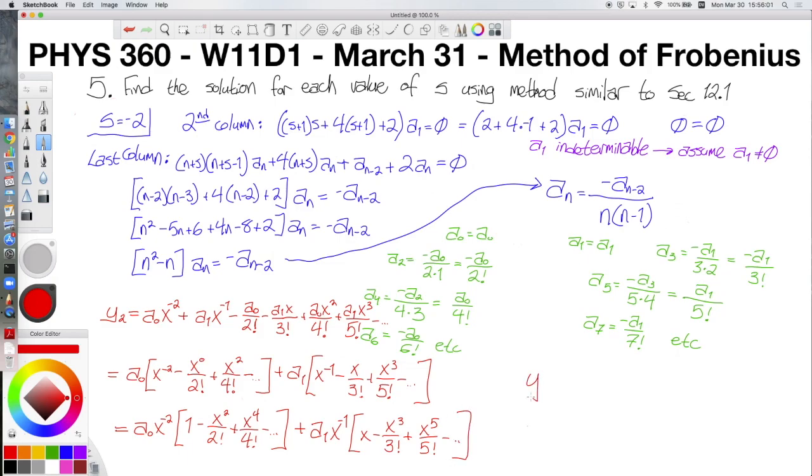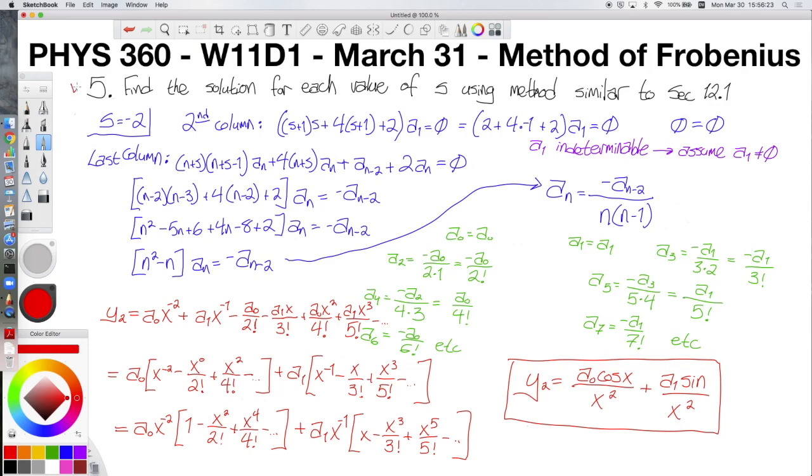So we are almost done here. We can write our analytical solution for y2 as a naught times cosine of x over x squared plus a1 times sine of x over x squared. So we have now completed step 5. Finally, we have a solution that goes specifically with s equals negative 1 that we found on the previous slide, and now we have this solution, y2, which goes with s equals negative 2.